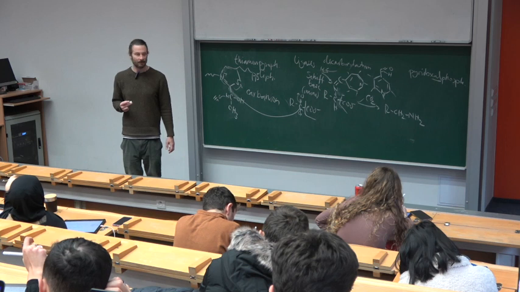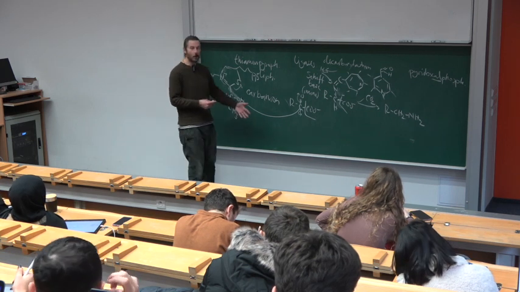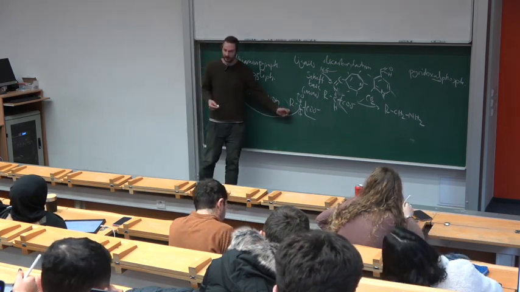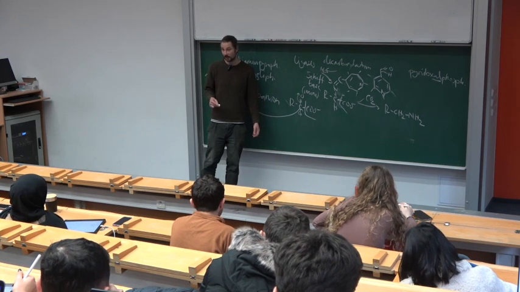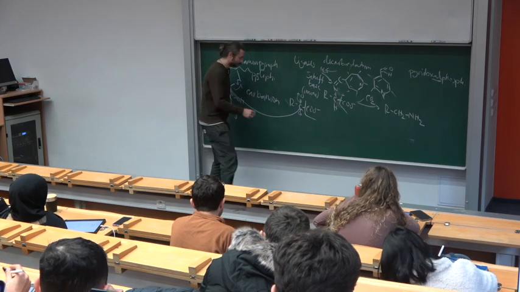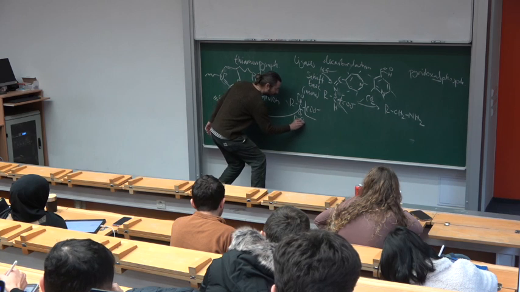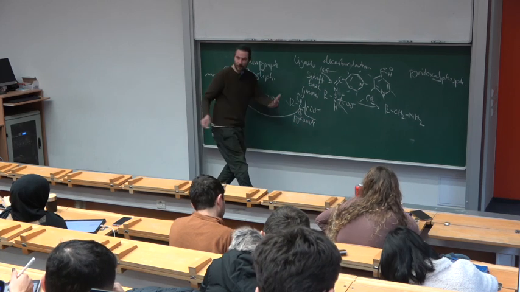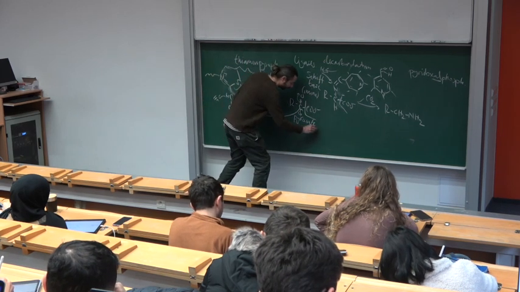Well, if we take this alpha oxo acid to be pyruvate, then the enzyme is called pyruvate dehydrogenase. But we'll see pyruvate dehydrogenase next week, okay, when we talk about the Krebs cycle.